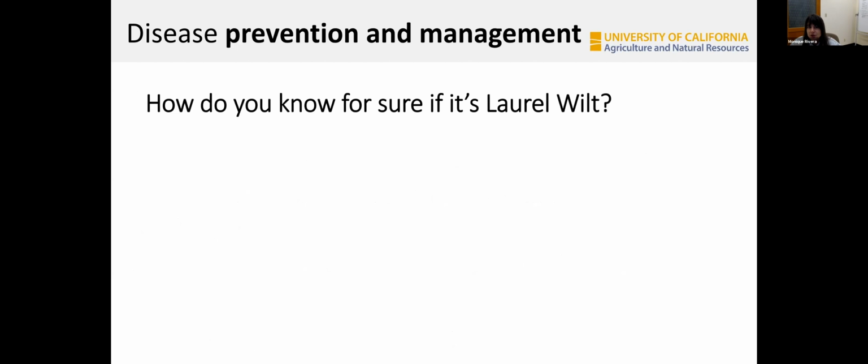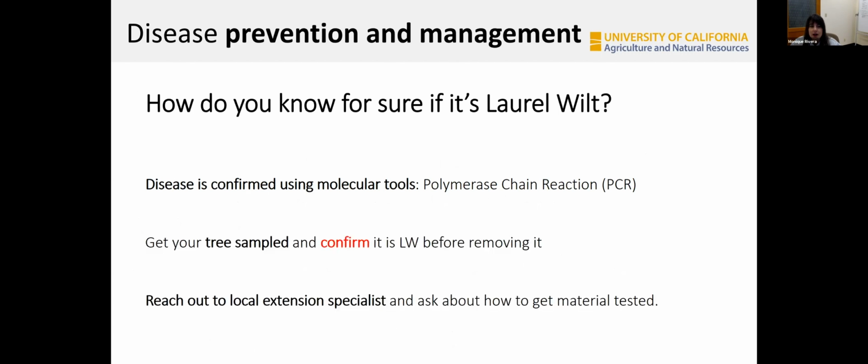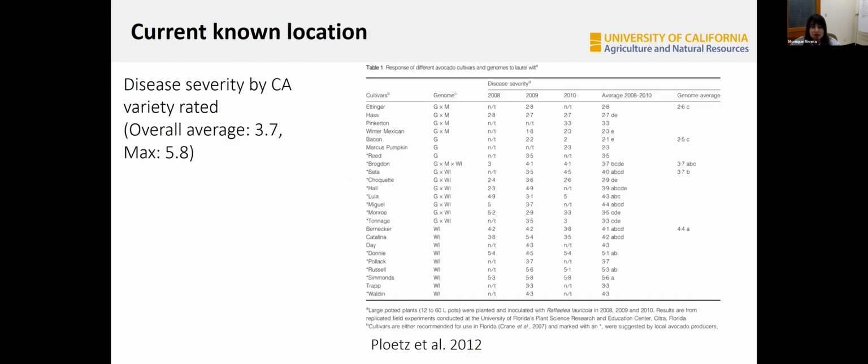So how might you know for sure if it's Laurel wilt? Well, the disease should be confirmed by molecular tools. In particular, PCR will confirm that it is indeed the fungus. And if you have something that looks like it might be an infection, get your tree sample and confirm it's Laurel wilt before removing it. It's a disease we're going to establish here. You could go more so on the symptoms, but this is a very early prevention mode attitude. Also reach out to your local extension specialist or researchers, get in touch with somebody about how to get the material tested. I'm not sure whether California is specifically set up for this yet, but I think that our fingers are on the pulse and that there will be something very quickly if the disease should arrive here.